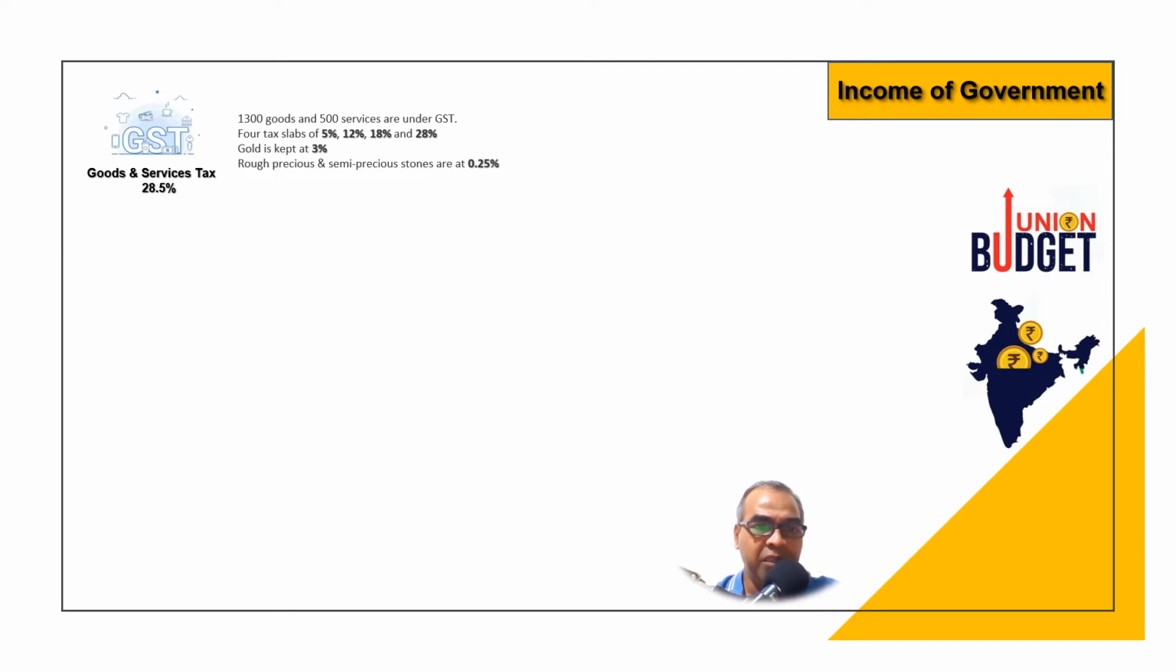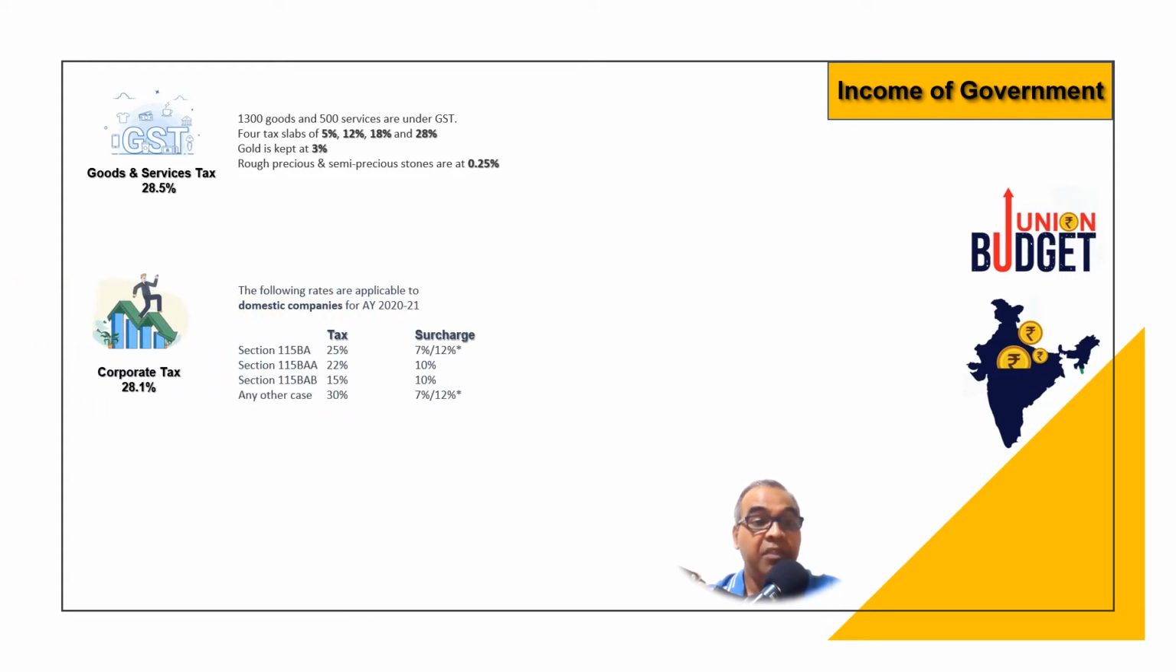Gold is kept at 3%, whereas precious metals or rough precious and semi-precious stones, as we normally call them, are at 0.25%. The second type of income the government generates is corporate tax, out of which they get 28.1%. I'm not going to go into the details of these things. You can just check it out. It is there in front of you. As you can see, there are different sections in which taxes and surcharges have been applied to the domestic companies.